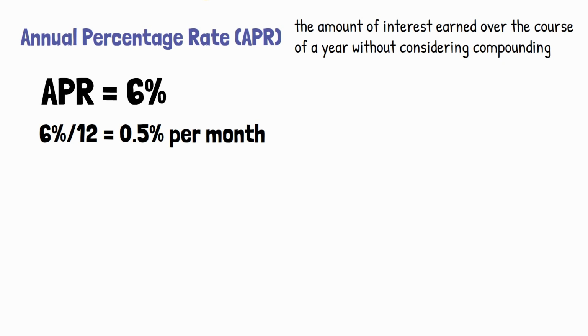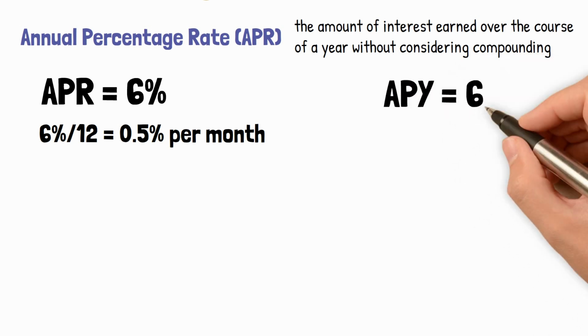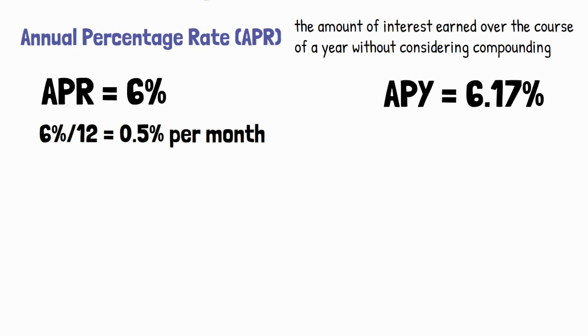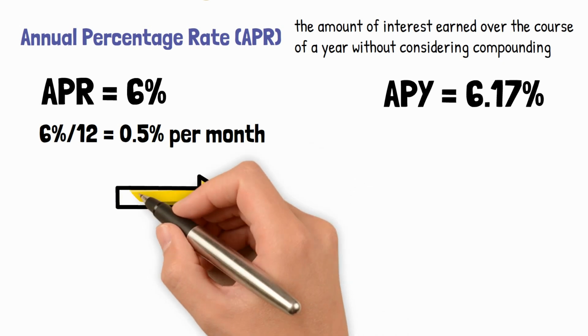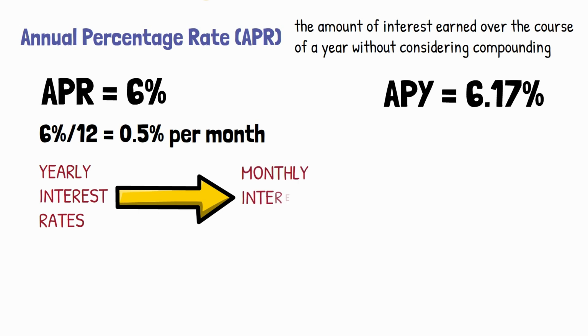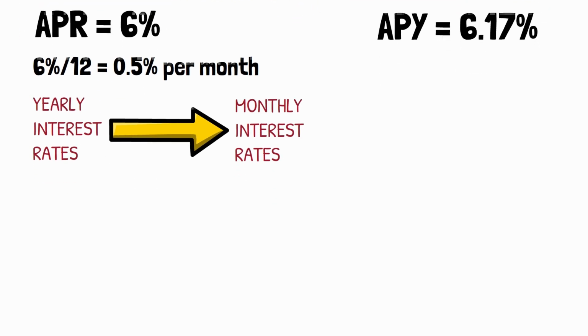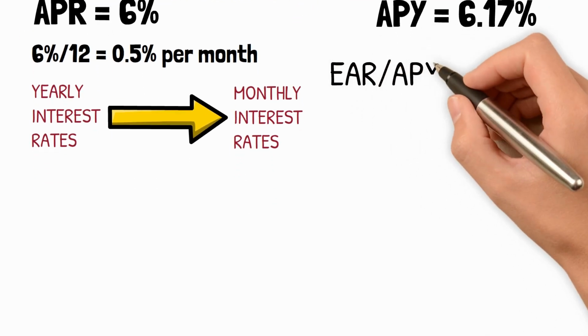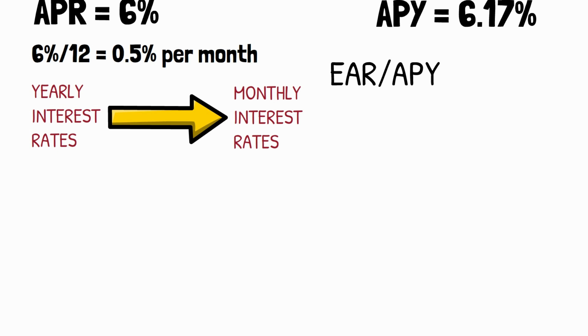The APY in the case of a monthly interest rate of 0.5% would be a bit higher than 6%, about 6.17%, actually. APR is more useful for day-to-day loan calculations because it allows the easy conversion of yearly interest rates to monthly rates. On the other hand, EAR/APY is more technically accurate. Either way, they're just different ways of saying the same underlying rate.